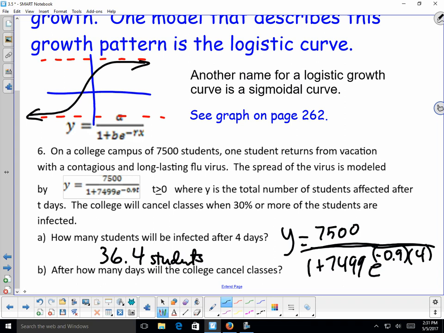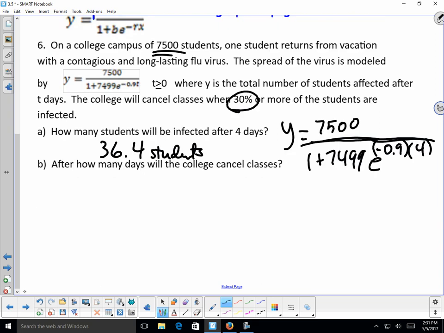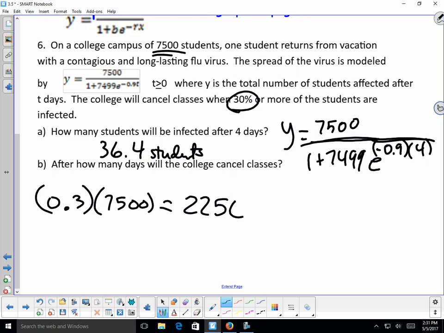But then it says, after how many days will the college cancel classes? Well, they're going to cancel when 30% of the 7,500 students are infected. So what is 30% of 7,500? Anna? 2,250. So how am I going to find out how many days it's going to take for the college to cancel classes? Oh, look, back up for a second.